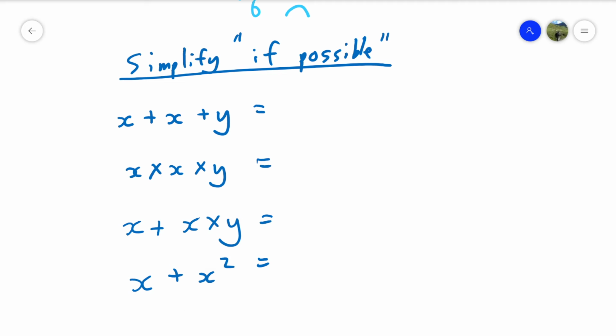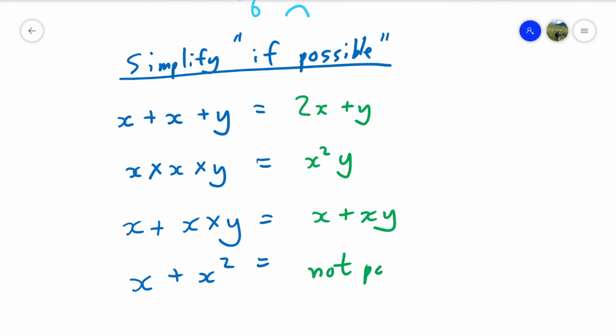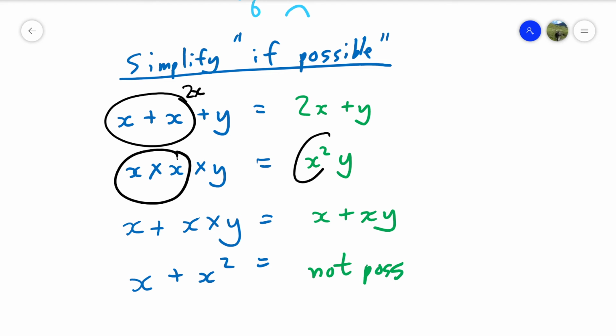Here we go. Have a go in your own time. And the answers are 2x plus y, x squared y, x plus xy, and not possible. This one is not possible. I'll just briefly talk about this a little bit. x plus x is 2x, and then it's just plus y. x times x means x squared. So you could have said x squared times y to show a bit of working, and then you say, well, I don't need the times sign because I could just have two letters next to each other, and that means they're times together.